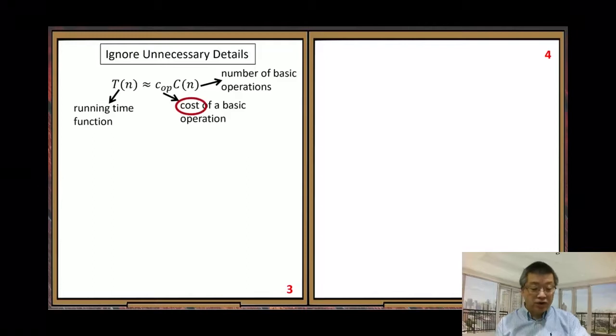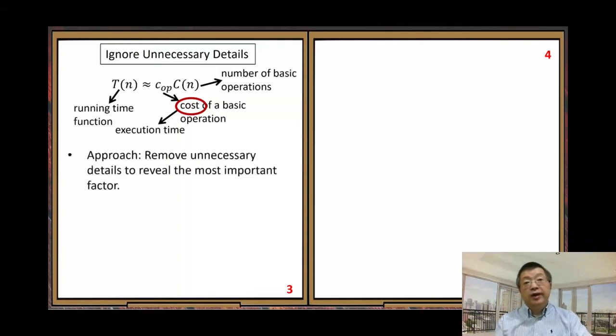Now, here we use this term cost. Its meaning basically is just execution time. In our efficiency measurement context, we mean execution time as its cost. What is the approach we want to take? This approach: remove unnecessary details to reveal the most important factor. How do we do that? Let's do it step by step.